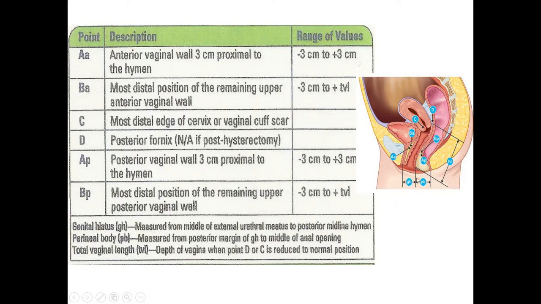GH, genital hiatus, is measured from the middle of the external urethral meatus to the posterior midline hymen. Perineal body is measured from the posterior margin of the genital hiatus to the middle of the anal opening. TVL, total vaginal length, is the depth of the vagina when point D or C is reduced to its normal position.